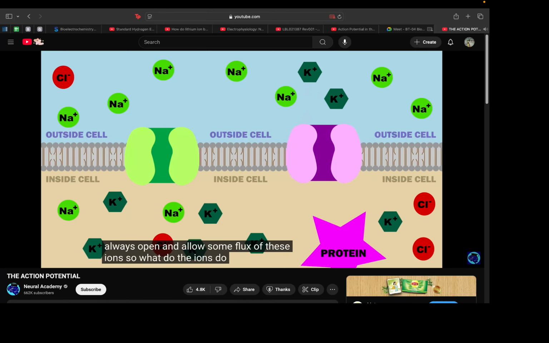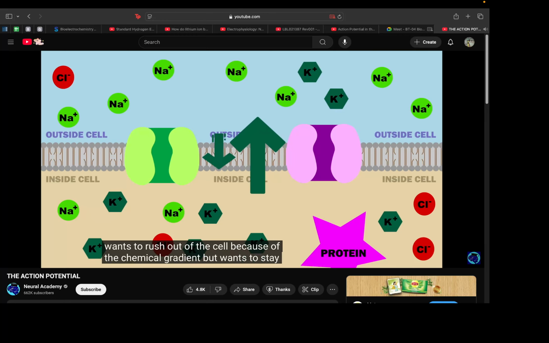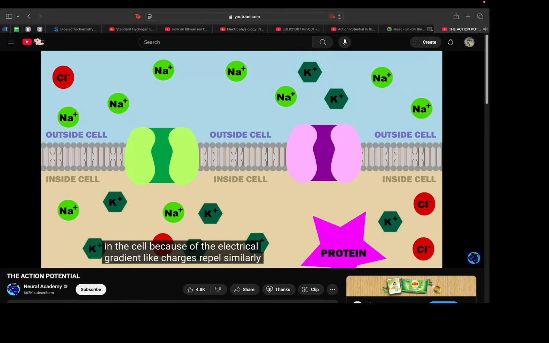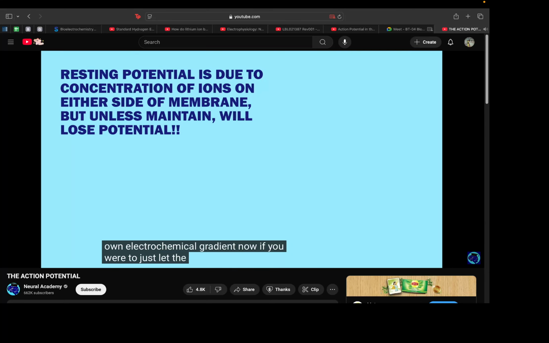So what do the ions do? First, there's a lot more potassium in the cell than outside the cell. The potassium wants to rush out of the cell because of the chemical gradient, but wants to stay in the cell because of the electrical gradient. Like charges repel. Similarly, there's a lot more sodium outside the cell than in it, and the sodium has its own electrochemical gradient. Now, if you were to just let the ions flow through these leaky channels, eventually a bunch of sodium would rush in, and we'd lose that potential.